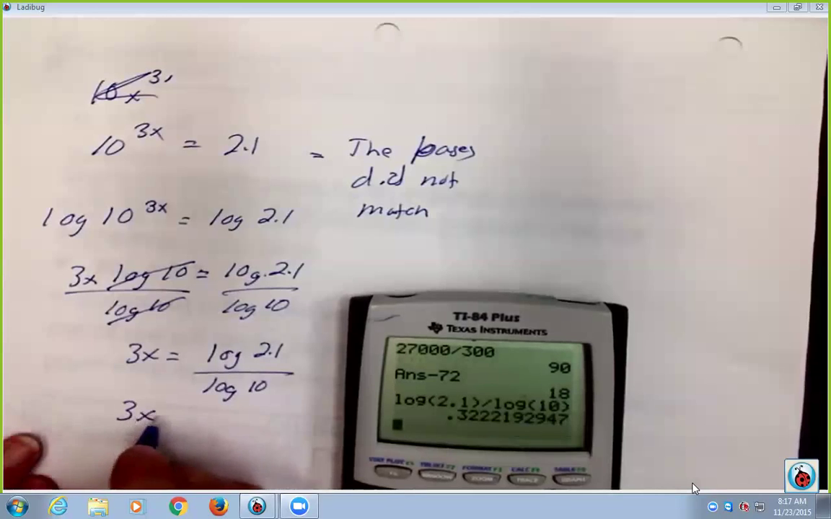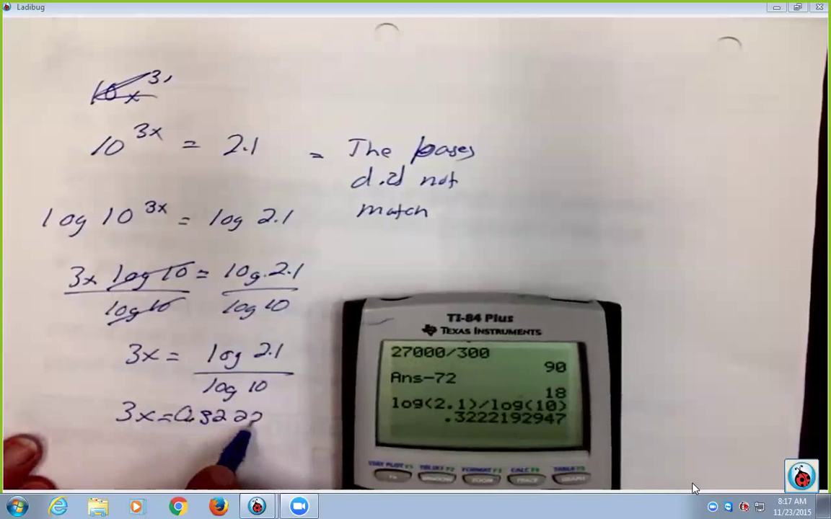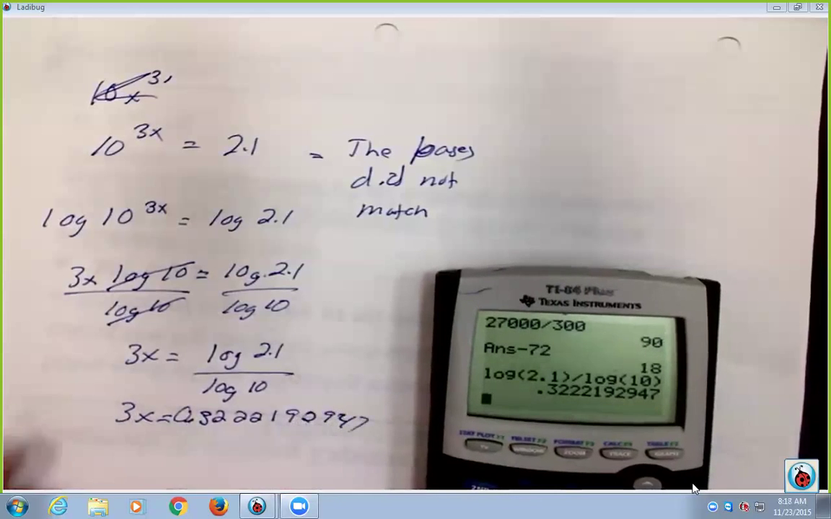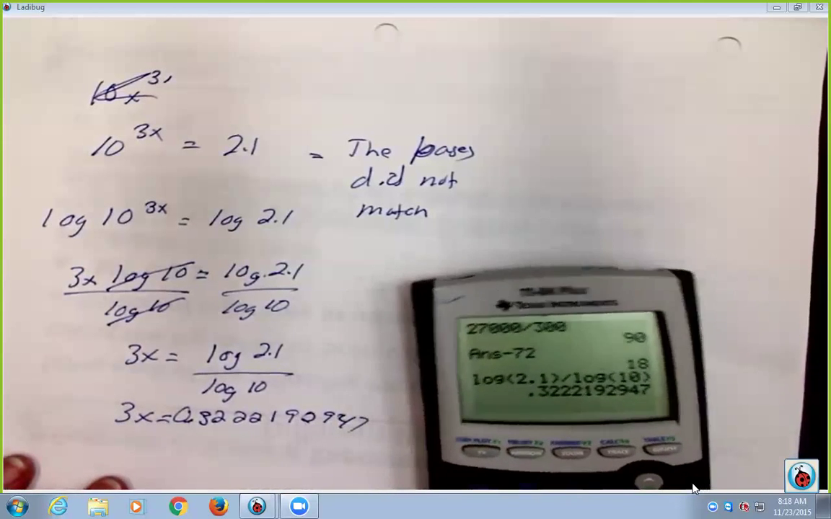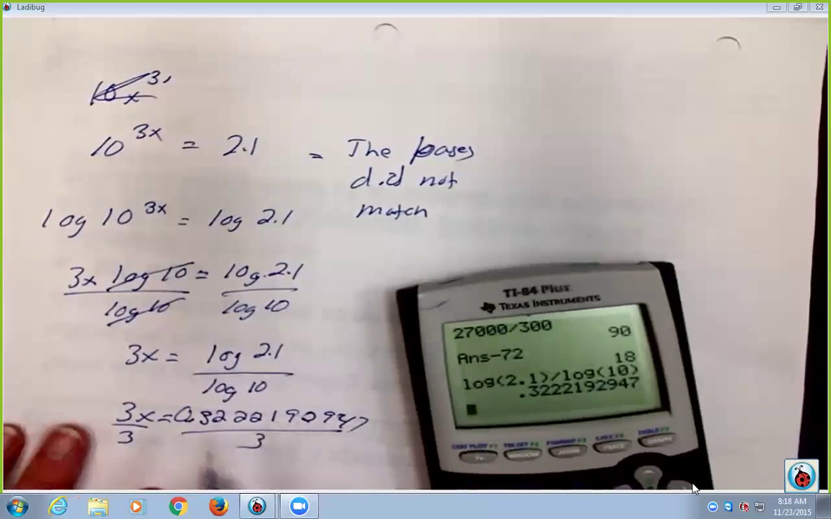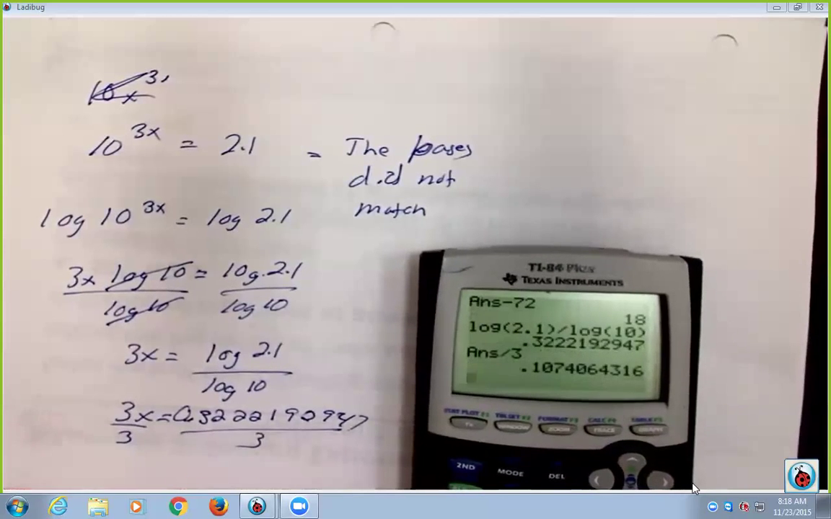So currently, I have 3x is equal to 0.322219297, long old thing in there. But if you leave that on your calculator, and the only reason I wrote that out here is because I knew what it would be. But to get x by itself, I need to now take that answer on my calculator and divide it by 3. Then I'm going to get what I need.